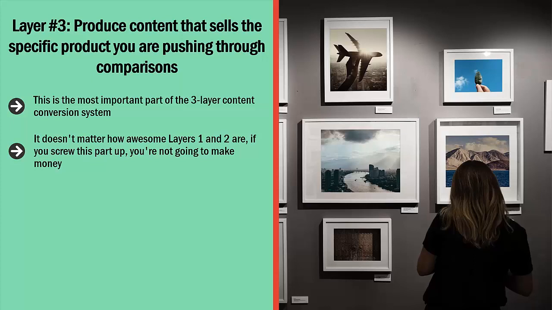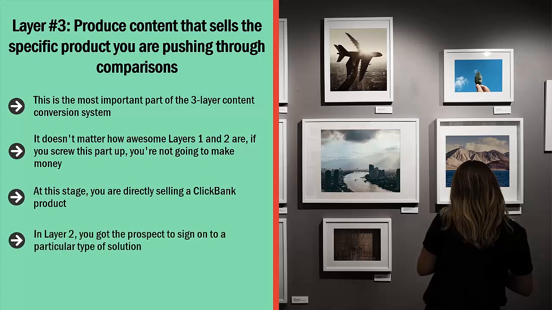Seriously, this is where you drop your Clickbank product affiliate link. At this stage, you are directly selling a Clickbank product. Now, what makes this very effective is that you're not blatant about it. In layer 2, you got the prospect to sign on to a particular type of solution. They're not going to click through to layer 3 if they do not agree with you that a certain category of options is the best for them. They would stay on layer 2 and move on.